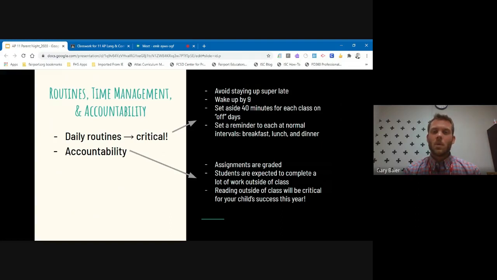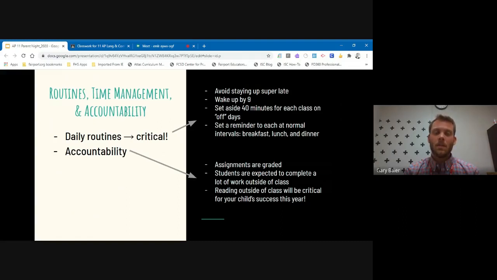Just avoid staying up super late on days that they're not going into school the next day. Try to be up at a reasonable time by 9, but also to sleep in and catch up on sleep a little bit. And the biggest recommendation I can make is I'm really encouraging students to make sure that they set aside 40 minutes on the off days that they're not in school to complete work for each one of their classes. So 40 minutes for each class.